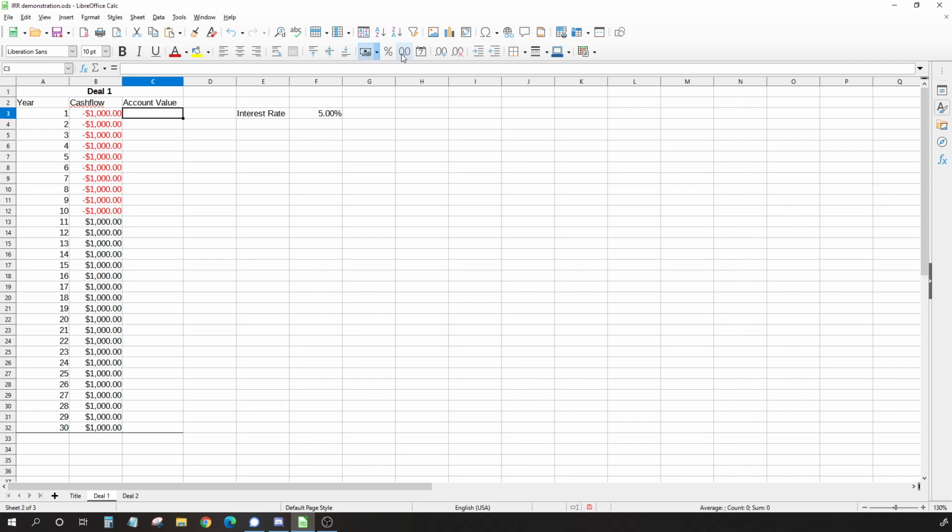So what we can do is we can simulate this account value, assuming some interest rate. Now, the interest rate you start with is kind of arbitrary. We don't know what interest rate the company is going to be able to maintain internally. We're just going to guess at 5% and see what happens with the account value.